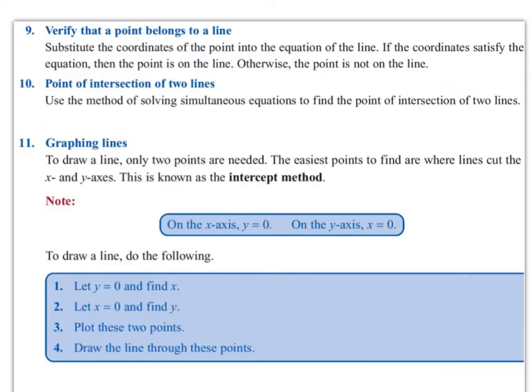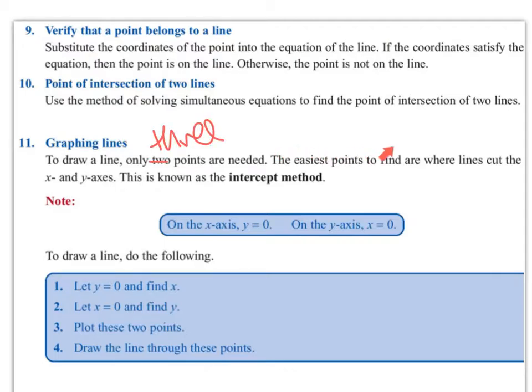11. Graphing lines. To draw a line, only 2 points are needed, but personally I think 3, because if you get 2 points and you've made a mistake, you're not going to know you've made a mistake because 2 points will always join together. Whereas if you get 3 points and they form a line, you know you've done your calculations correctly. And if they don't form a line, you know you've made a mistake somewhere. So personally, I would go with 3 points.